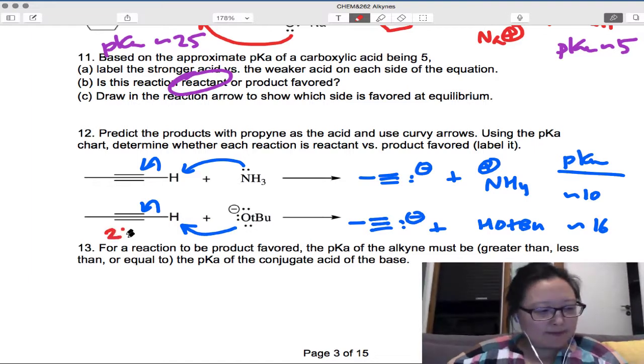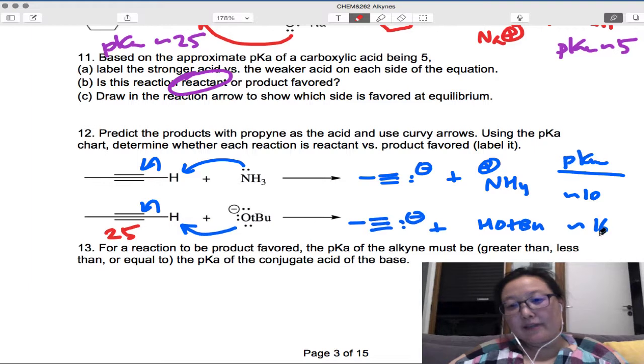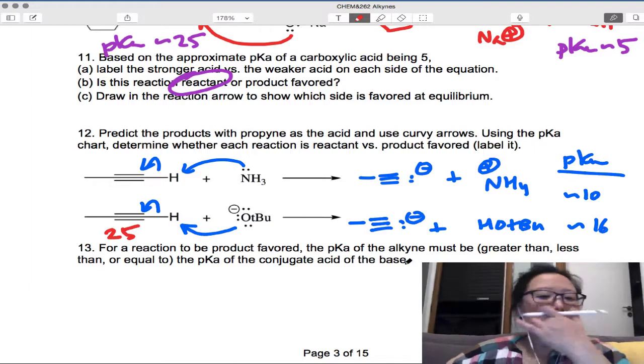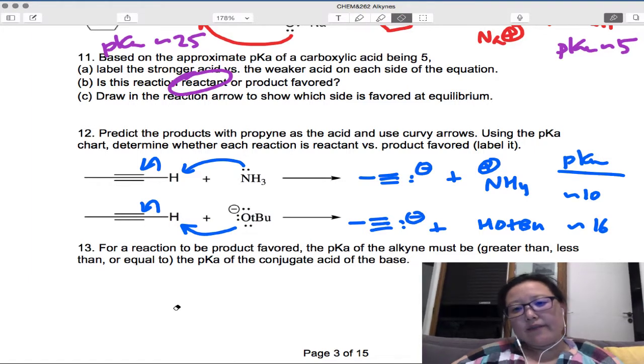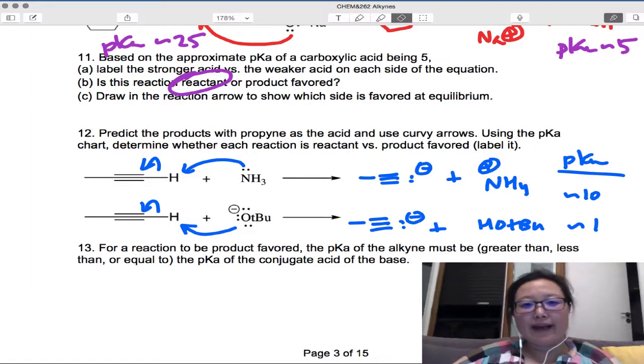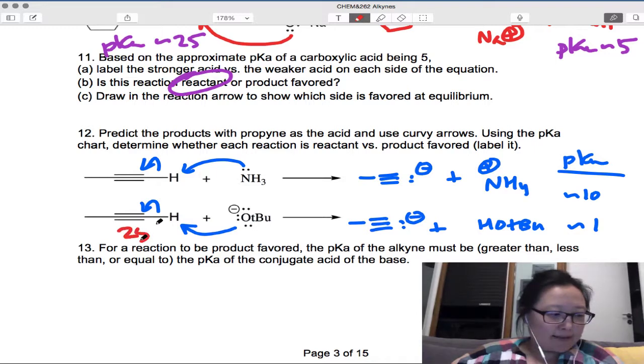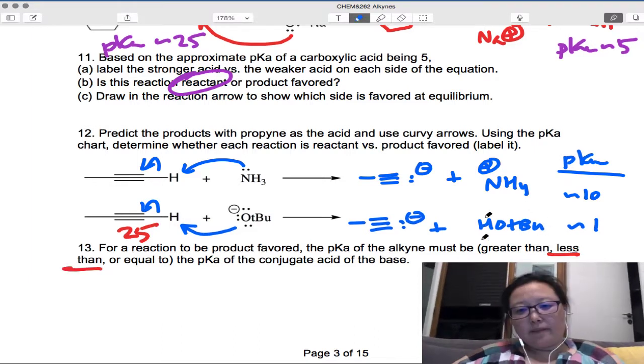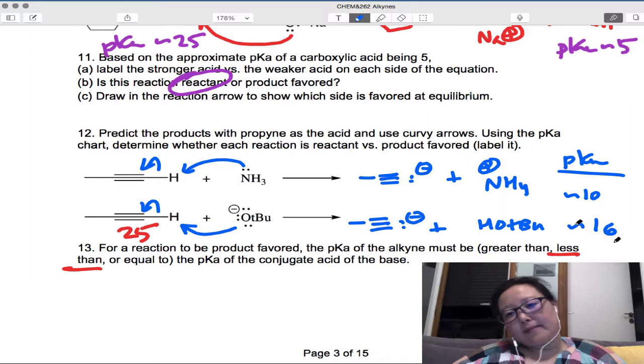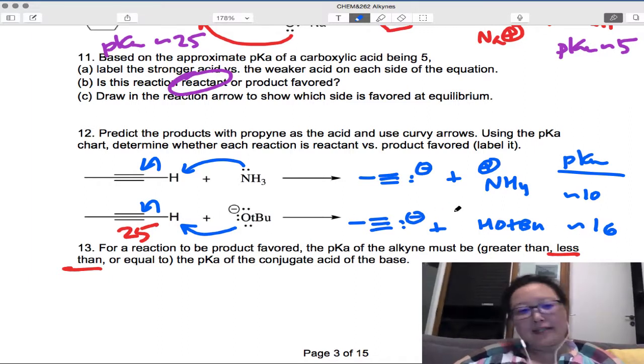The pKa of the alkyne was 25. 16 is getting close to 25, right? But it would be even better if it was greater. So if I want my reaction to get pushed forward, I want this to be a weak acid. So it's going to have a high pKa. The higher the better. Now this 16 is not quite as high as 25, but it's getting there. And so if it was even greater than 25, that would be great. So I'd want the alkyne to be less than the pKa of the conjugate acid of this base. Okay, so I want this to be as high as possible, making this weak and making the reaction push forward.